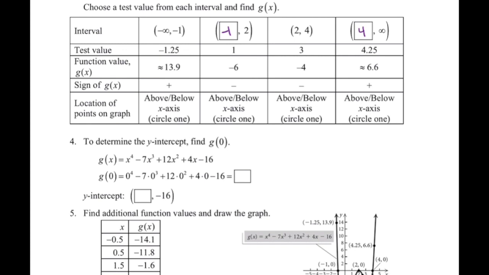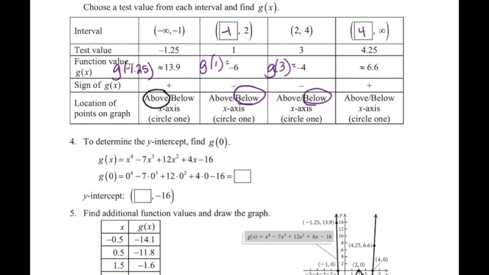Using our test values, I'm going to plug in g of -1.25, which you certainly could do a whole number, but just showing you that you could use any value. It doesn't matter what value you use because we just want to know what is the sign. Is it above or below? I end up with a positive, so I'm going to be above the line from negative infinity to -1. When I plug in g of 1, I end up with a negative value, so I will be below. From 2 to 4, when I evaluate at 3, I end up with a negative value, so I'm staying below.